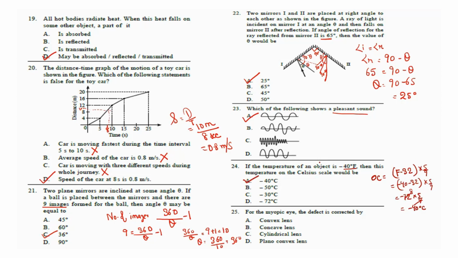Right? Okay. For the myopic eye, the defect is corrected by. So, we know that in a myopic eye, the patient's closer objects are clear, but their far objects are not clear. So, which lens can correct this? Concave lens can correct this problem. So, our answer is option number B, that is concave lens, right?